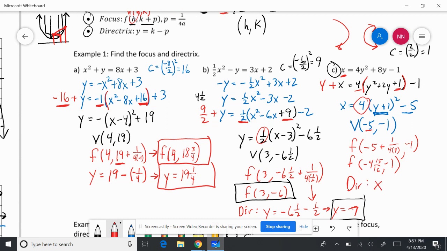And my directrix will be x equals instead of y equals. I'm going to take the negative 5. This time I'm going to subtract the 1 over 16. And so that gives me x equals negative 5 and 1/16. And that's my focus and directrix.